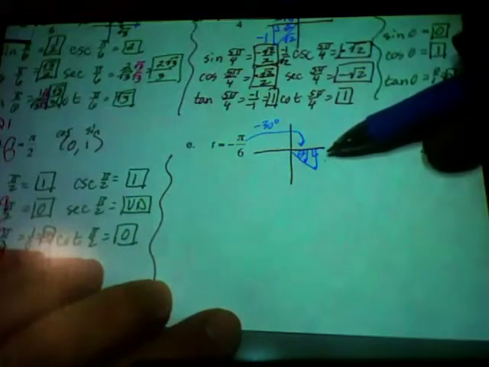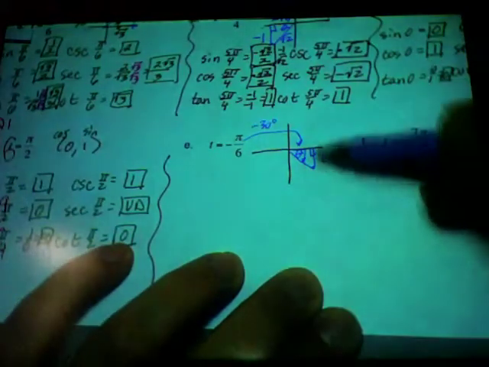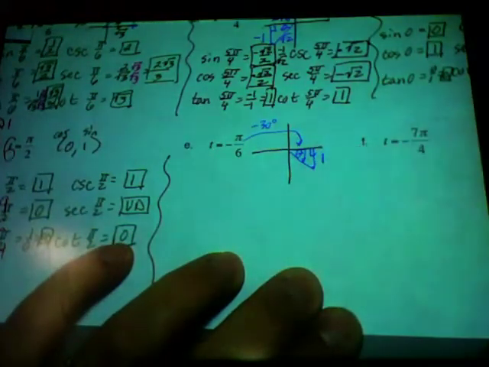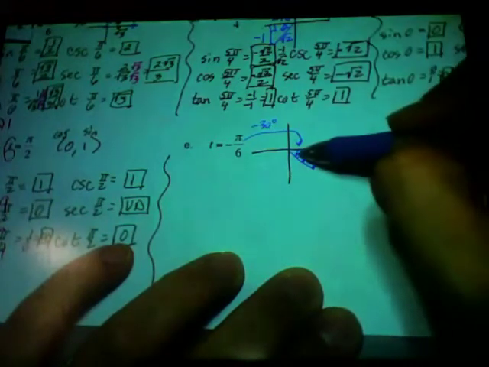You either know it or you don't. If you don't memorize your special right triangles, then you have to memorize your first quadrant. It's your choice. Do one or the other. So across from 30 is always 1, but in this case, this is a y. So is that 1 or negative 1? Negative 1. So if this is 30 here, this is 60 here.